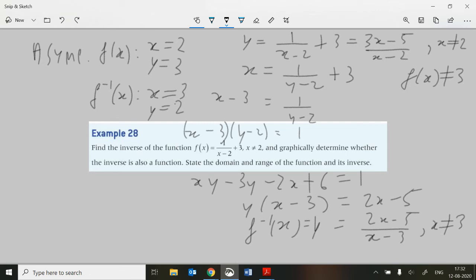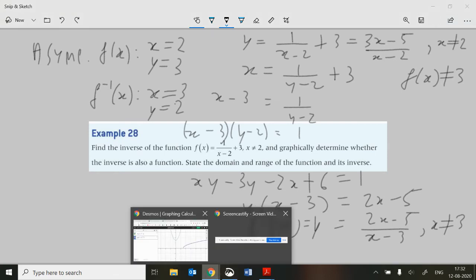Okay, and likewise for f to the minus 1 of x, we can say the domain is all of the real numbers apart from 3, which is what we're writing down here, and that the range is all of the real numbers apart from 2. And again, you see the domain and range has switched around. Now it says, and graphically determine whether this inverse is also a function. And they just want you to draw the graph here.